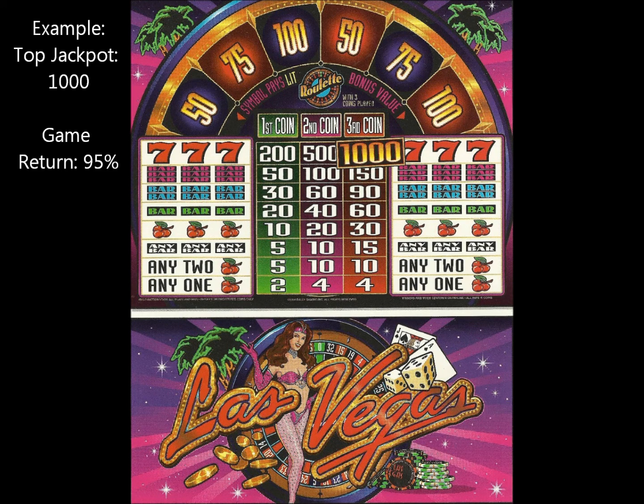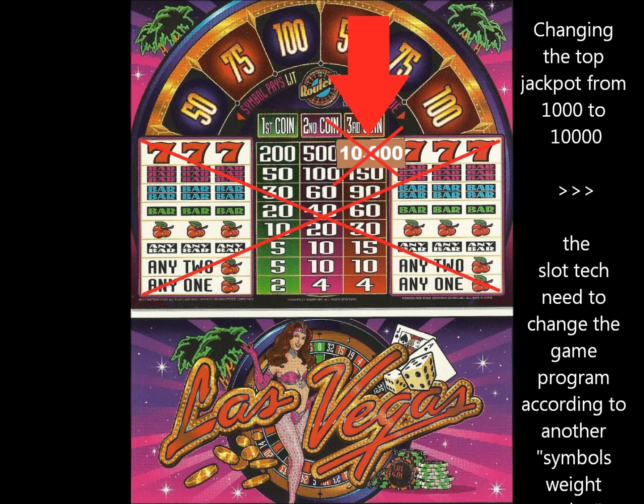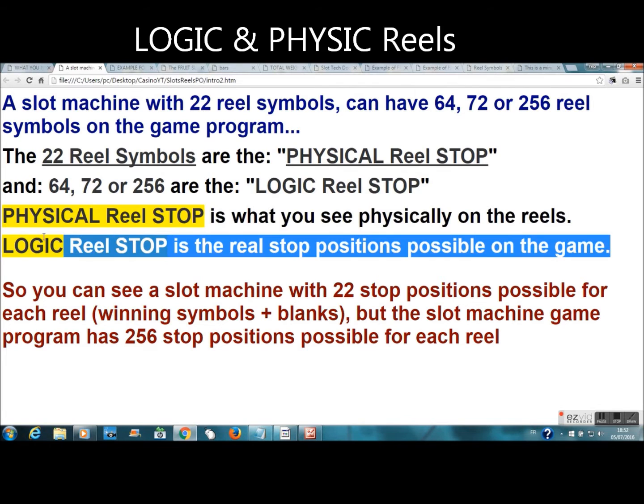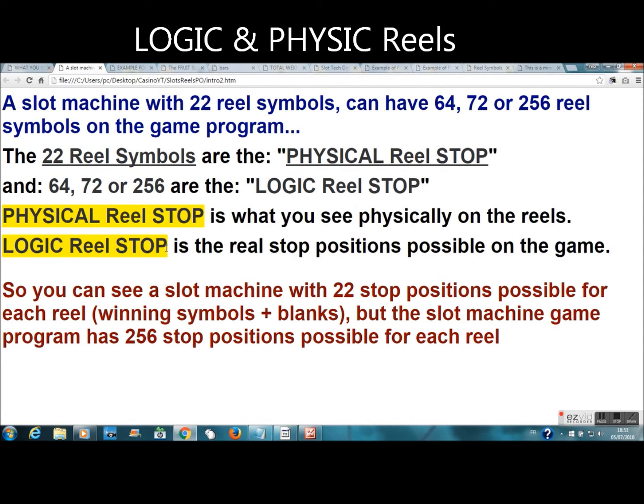For example, for a slot with 1,000 coins as a top jackpot and a total payout return of 95%, if on the same slot the top jackpot is now 10,000, the game return will be too high, and if doing this, all other winning symbols' weight and frequency have to be changed to balance the game payout return percentage ratio. The main documentary of this video was about the reel tape difference between the logic and physical reel stops.